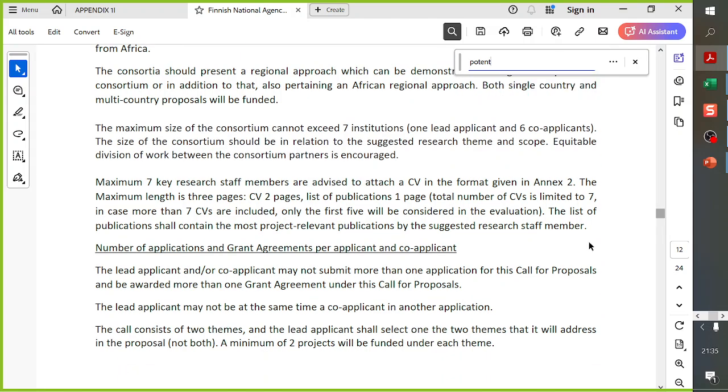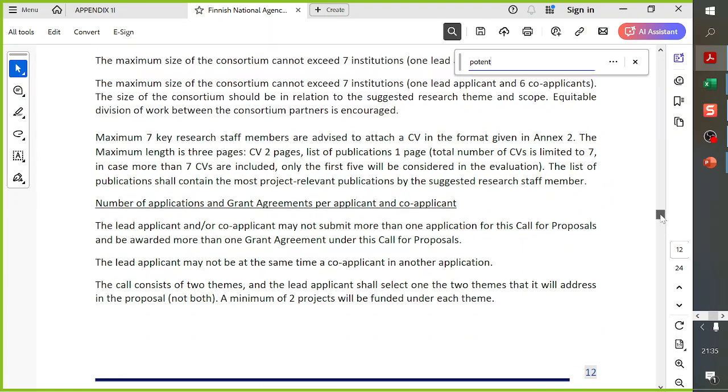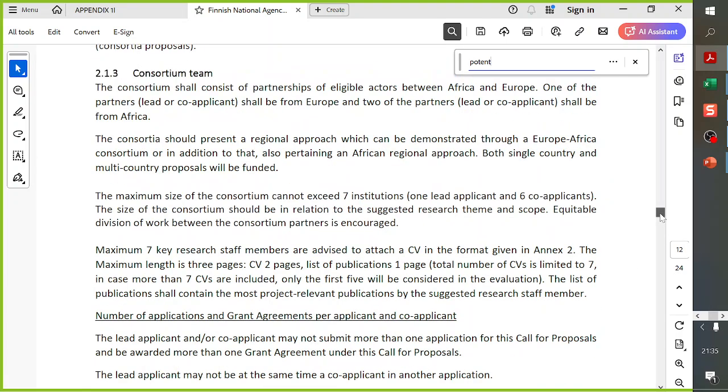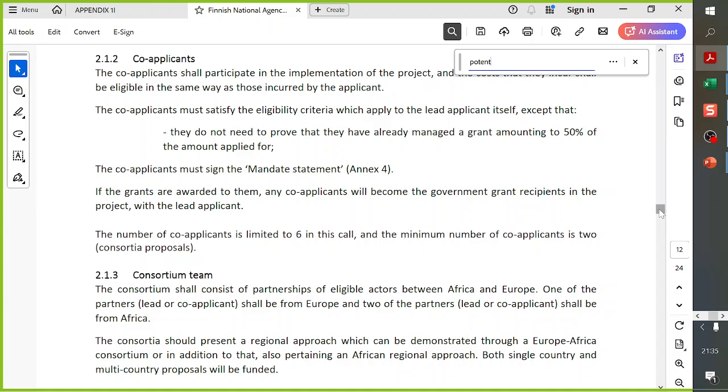The lead applicant may not be the same as the co-applicant. It says the call consists of two teams now. But where would you see the role? I think it's up. Let's read the roles of the co-applicant. Up, that one. Okay, let me just read.